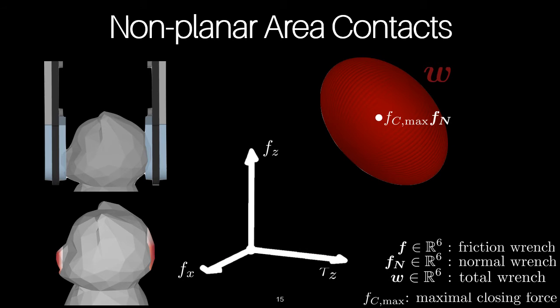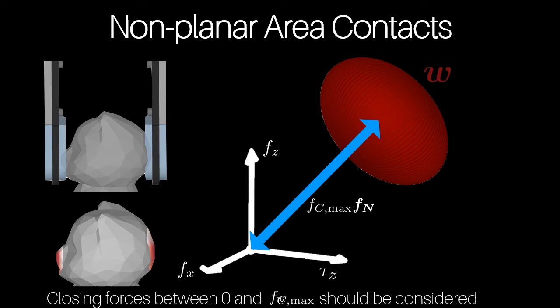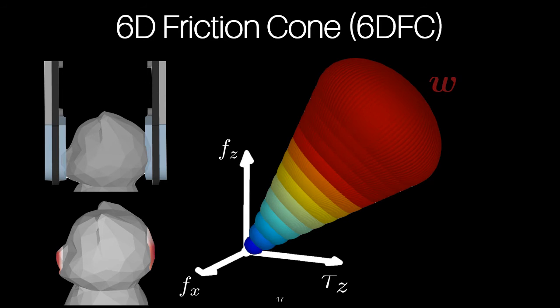To model the maximal total wrench for grasp analysis, this ellipsoid is then typically scaled with the largest closing force and shifted by the scaled normal wrench. However, this does not consider the closing forces between 0 and maximum, as in the point contact case. We thus construct the 6D friction cone by varying the closing force from 0 up to its maximum value, as in the 3D case, covering the full range of 6D ellipsoids for each closing force.